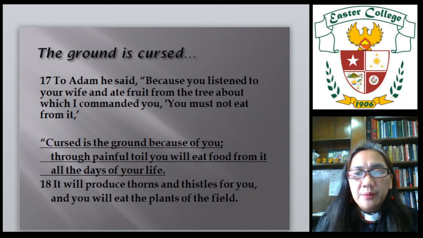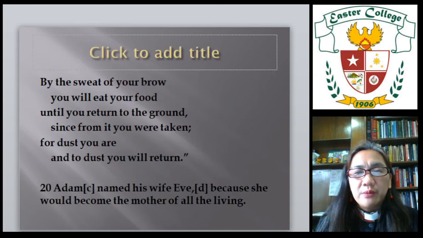To Adam he said, "Because you listened to your wife and ate from the tree about which I commanded you, you must not eat from it. Cursed is the ground because of you. Through painful toil you will eat food from it all the days of your life. It will produce thorns and thistles for you, and you will eat the plants of the field. By the sweat of your brow you will eat your food, until you return to the ground, since from it you were taken, for dust you are, into dust you shall return."